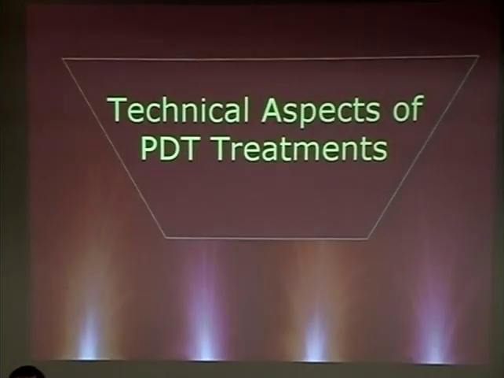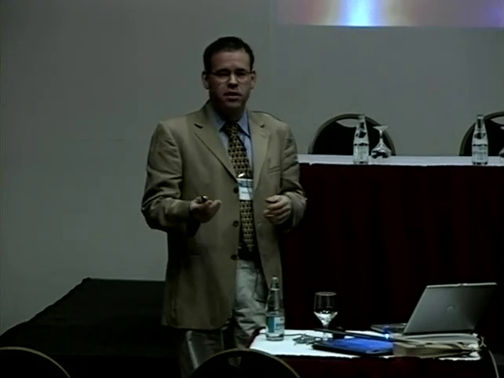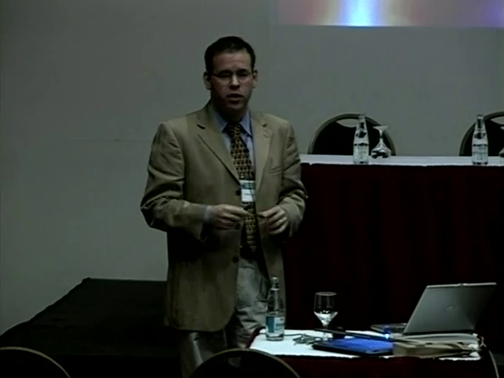So now that we know all we need to know about PDT, what do we really do with it? Well, there are quite a few variables, despite the fact that it's just a drug, a light, and a reaction. And basically, once you've got a working light source and working photosensitizer, you now start to manipulate some of the drug concentrations, the light intensity, and what we call the drug-light interval. In other words, the time that you inject the drug or apply the drug to the time that you illuminate.